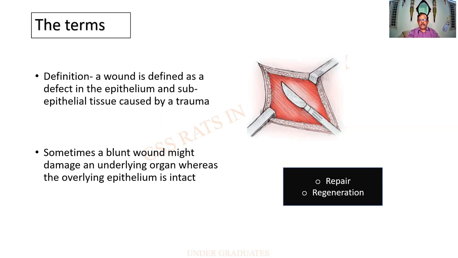One is repair, another is regeneration. Regeneration is the replacement of the lost tissue by the original type of tissue. For example, the squamous epithelium is replaced by squamous epithelium. Whereas repair means it is a larger defect and then there is a replacement by fibrocollagenous tissue leading to a scar. These terms can also be applied to parenchymal organs such as the liver, which we shall be seeing in a different context.